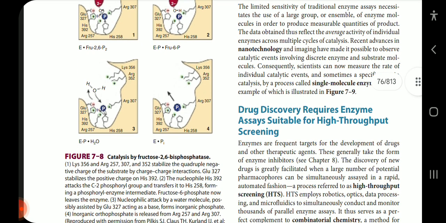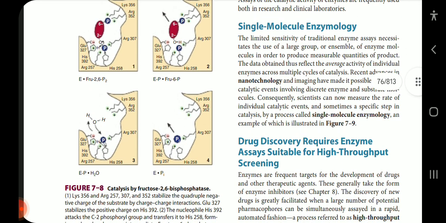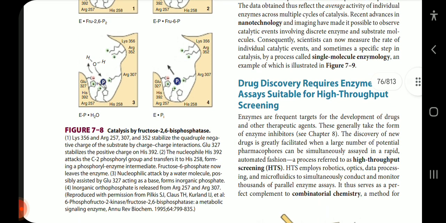In the first figure, we can see Lys 356 and Arg 257, 307 and 352 stabilize the quadruple negative charge of the substrate by charge-charge interaction. Glu 327 stabilizes the positive charge on His 392. In the second figure, we can see that the nucleophile His 392 attacks the C2 phosphoryl group and then transfers it to His 258, forming a phosphoryl enzyme intermediate. Fructose 6-phosphate now leaves the enzyme.